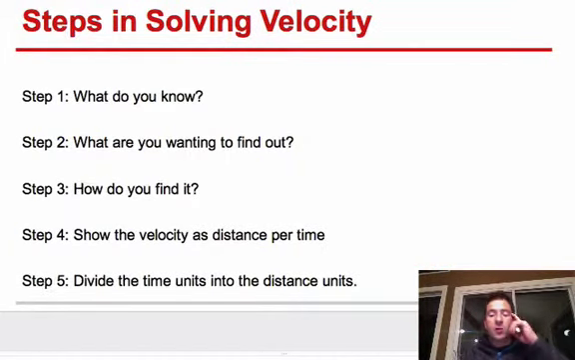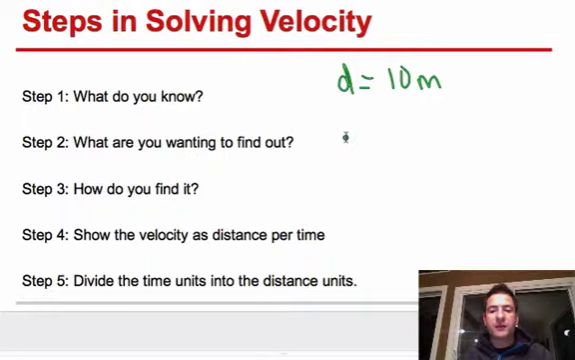Moving on. When we are solving for velocity, there are 5 steps I want you to include every time you do one of these problems. Step 1 is we want to define what we know. If I'm solving for velocity and I know the distance is 10 meters, I write d equals 10 meters. I'll just show you what I mean. What do I know? I know that d equals 10 meters. What are we trying to find out? Say I'm trying to find out velocity. I want to know what the velocity is. Let's throw a question mark.